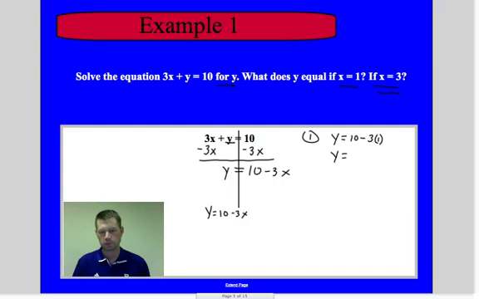So we're going to go ahead and simplify. 3 times 1 is 3. So what's 10 minus 3? y is equal to 7. Okay, so there would be our answer.